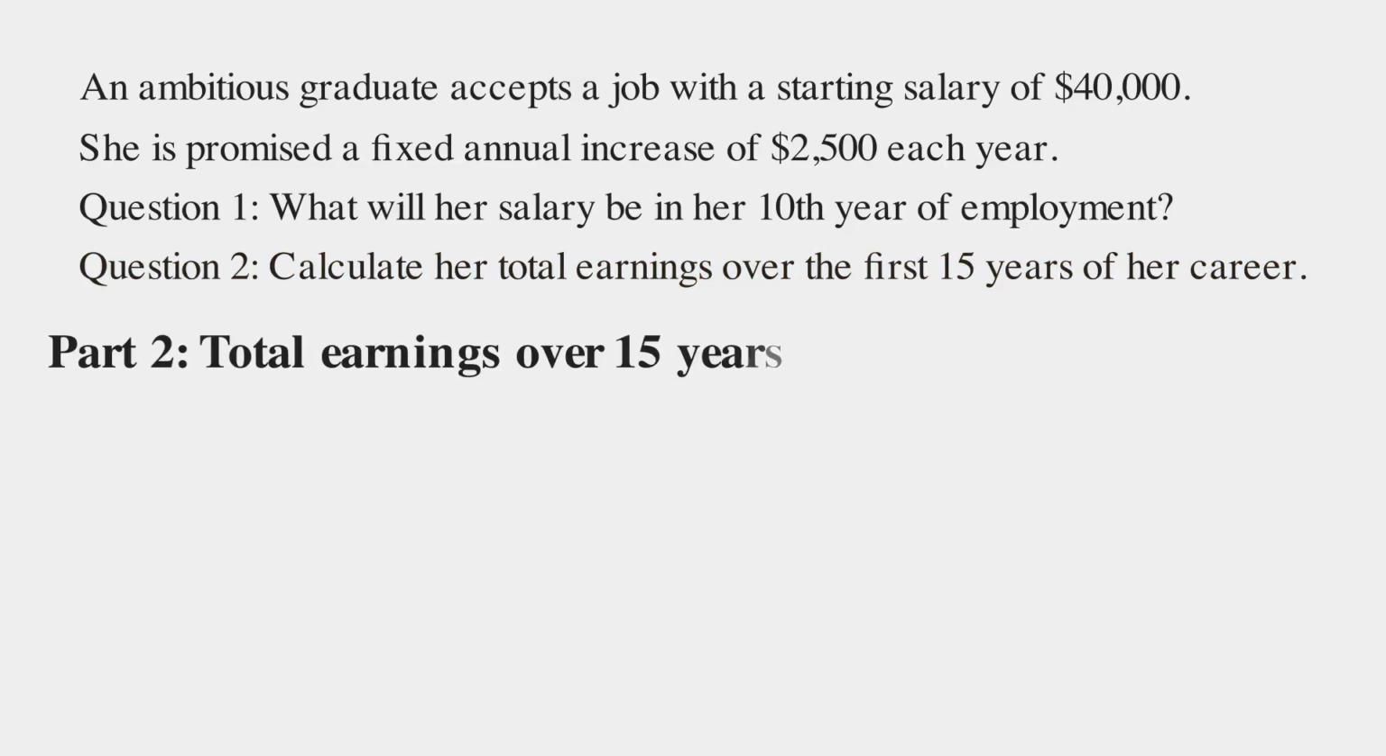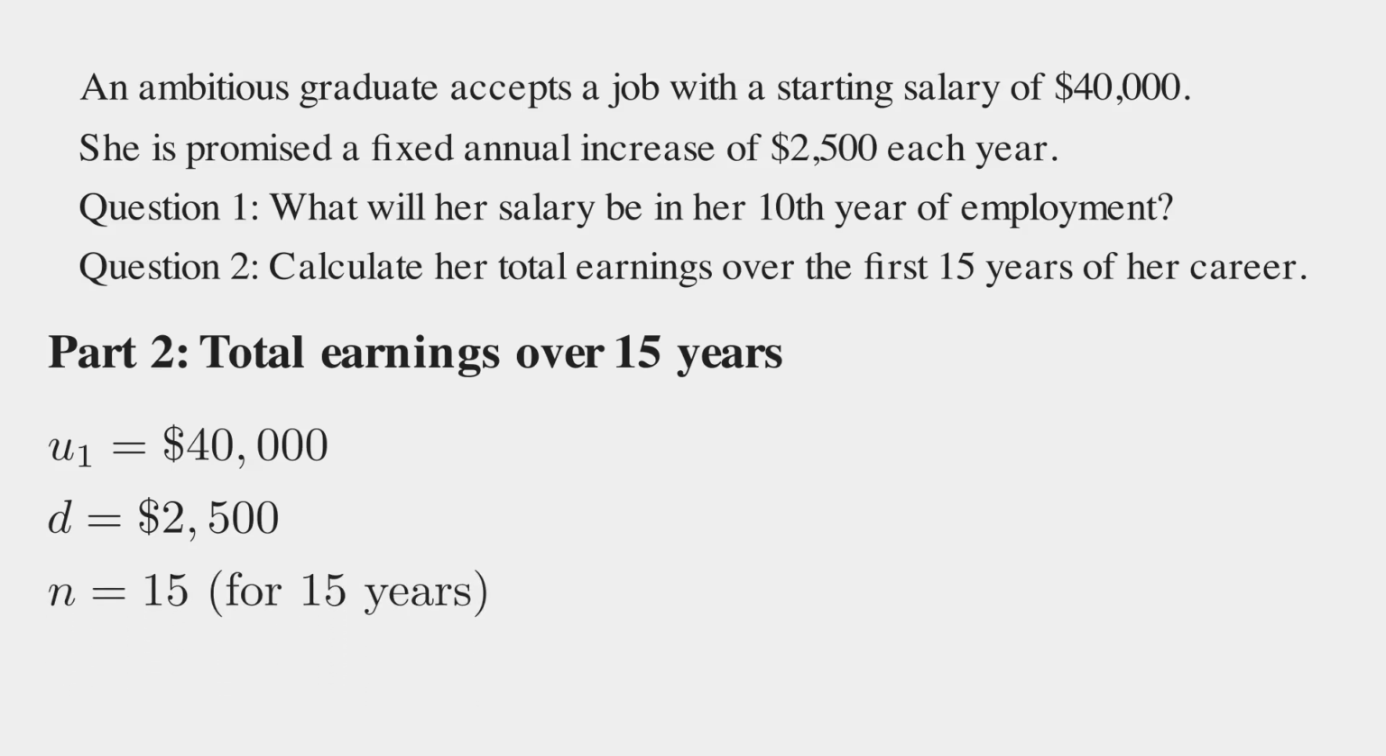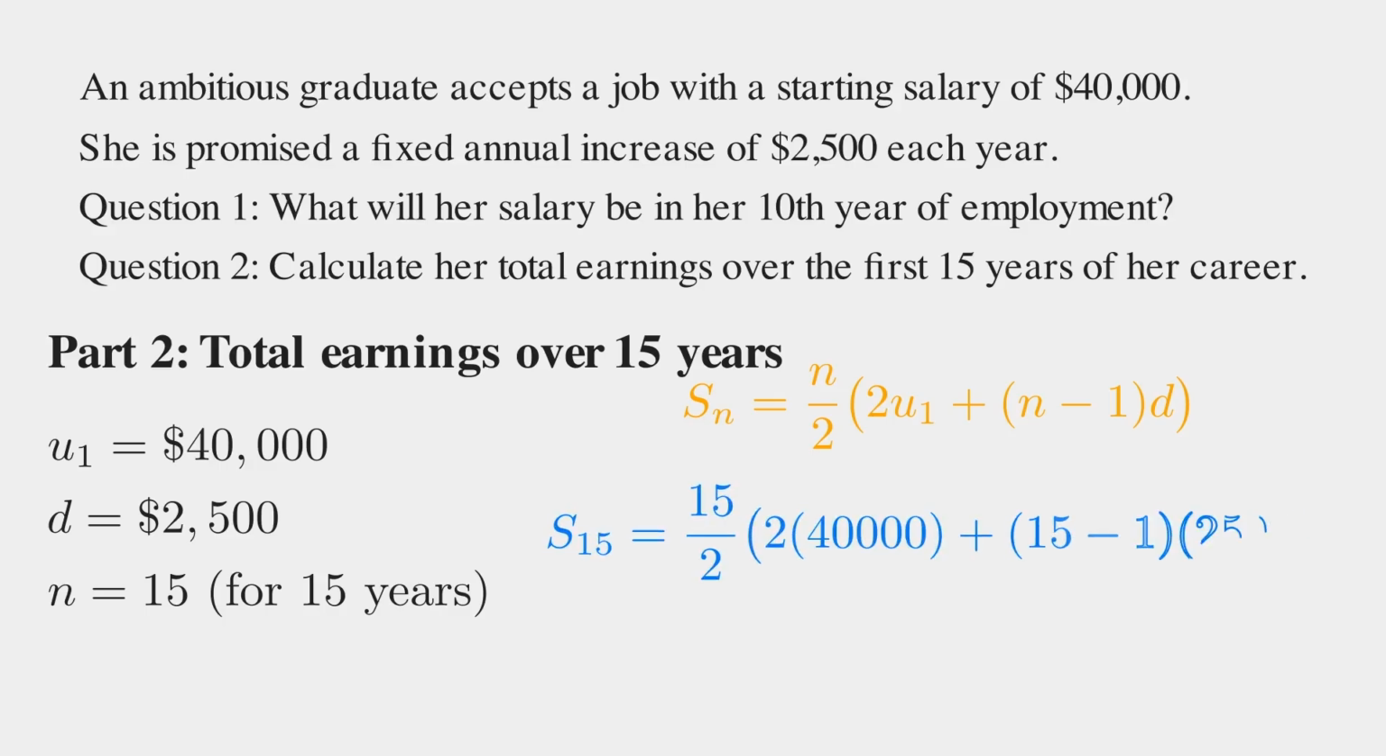Here we need the sum of the first 15 terms. Our u_1 is still 40,000. d is still $2,500. And now n is 15, so we are looking for S_15. Since we have u_1, d, and n, the most direct formula for the sum of the n terms is S_n equals n over 2 times 2u_1 plus n minus 1 times d. Let's plug in our numbers. S_15 equals 15 over 2 times 2 times 40,000 plus 15 minus 1 times 2,500.